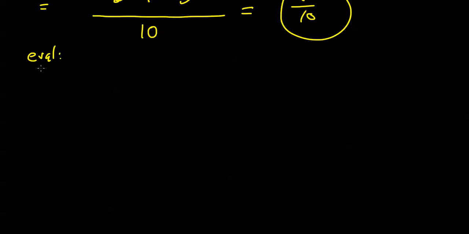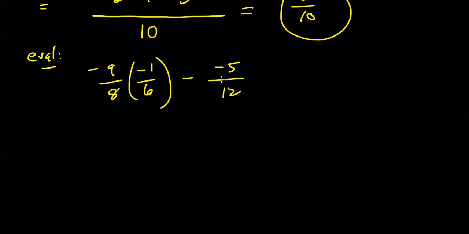Evaluate. Alright, we've got three fractions here. We've got fractions being multiplied and fractions being subtracted. Well, which operation gets done first? PEMDAS. Of course, we'll multiply first and then subtract later.